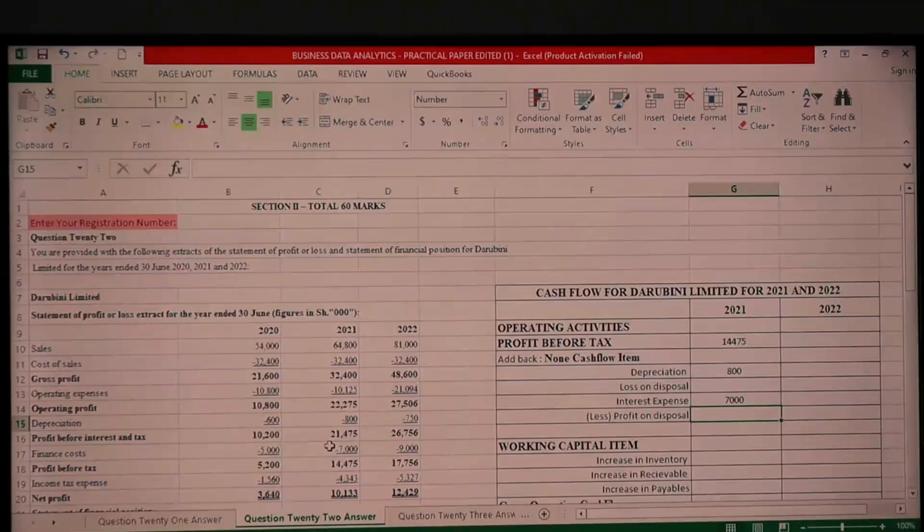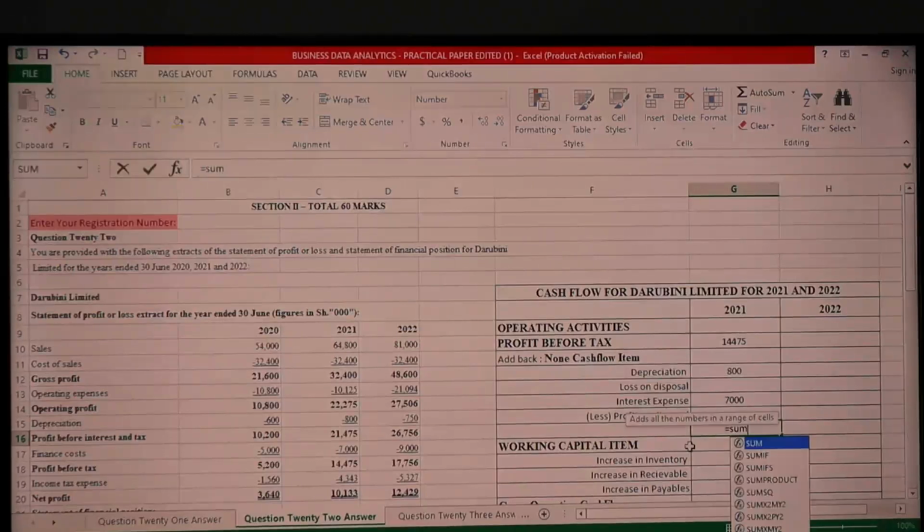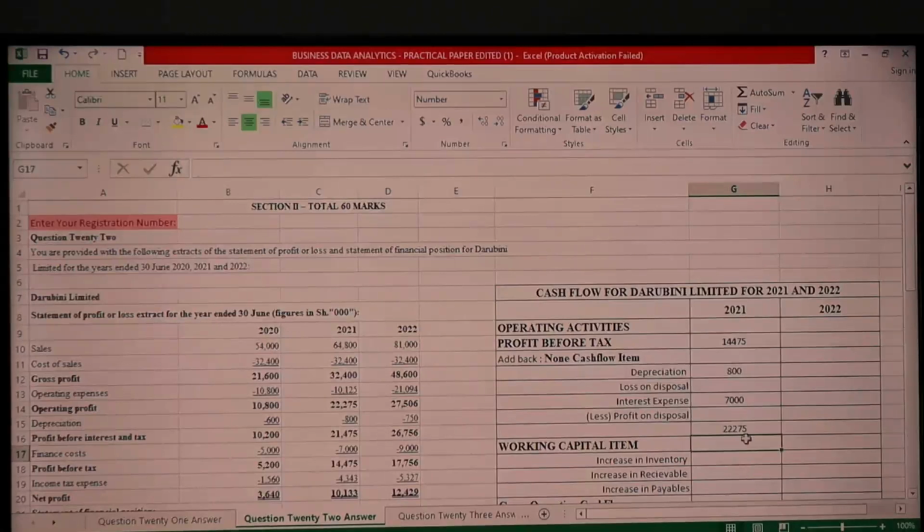So then after this, you're supposed to get now the total of this. And here you can use a simple function, like you can say you want to sum the values from here to here, which will give us the total of this amount. So that is the first approach. So the next, you're supposed to identify the working capital items, starting with increase in inventory. You have increase in receivables and increase in payables.